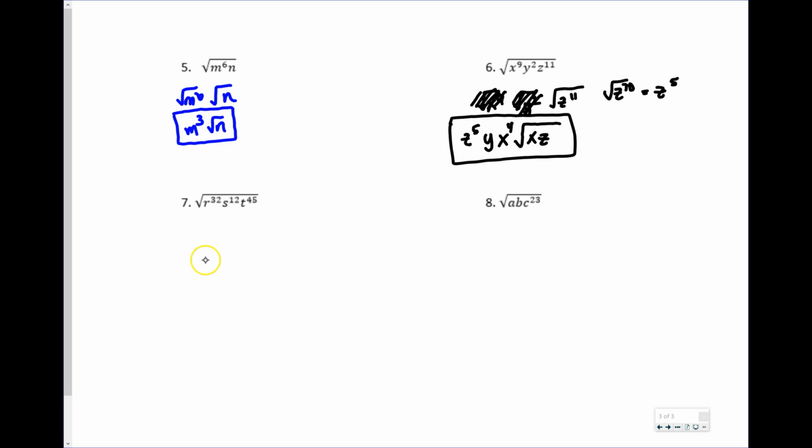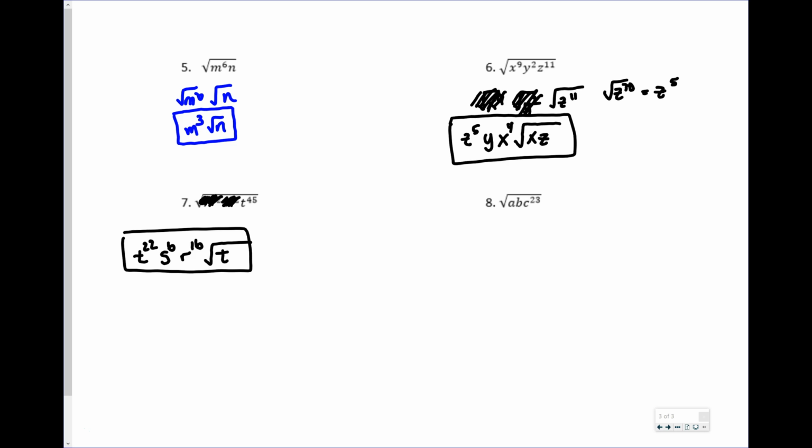Same thing for number 7. I'm going to make a house. R, none of them go in the house. That's an even exponent, so I just divide 32 by 2. 32 divided by 2 is 16, so I get r to the 16th. So the r term is done. S to the 12th, that's also an even exponent. I just divide that by 2 and get s to the 6th. That one's done. T to the 45, though, I've got to take one away and put it in the house. Then I'm left with 44 of them, half of which would be 22. So there's my answer for number 7.